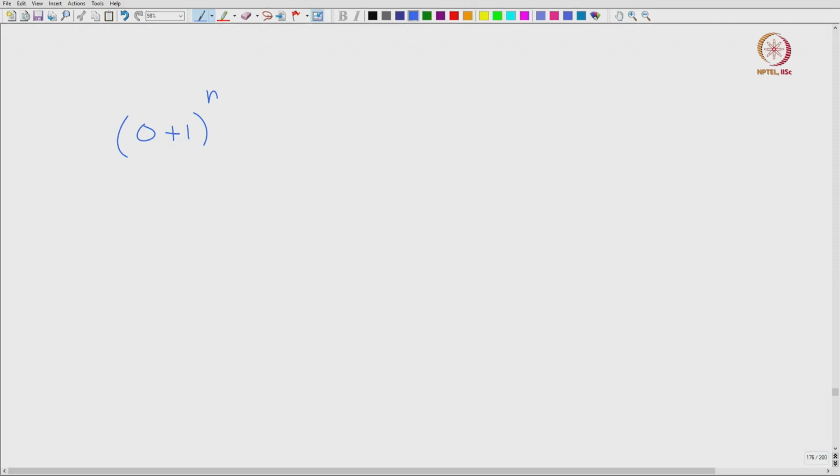So, if we do it in a formal way, let us do it for n equal to 2. Then this is going to give us (0 + 1) times (0 + 1), which is exactly equal to 00 + 01 + 10 + 11. So, this is what we are going to get.